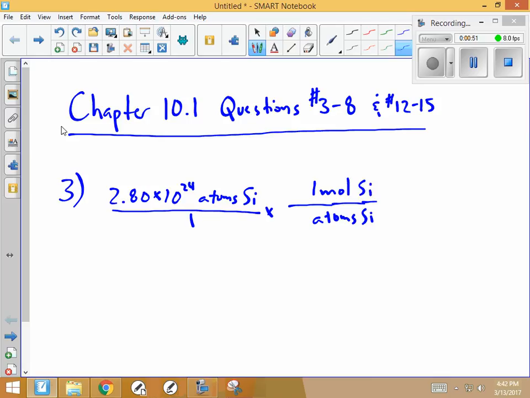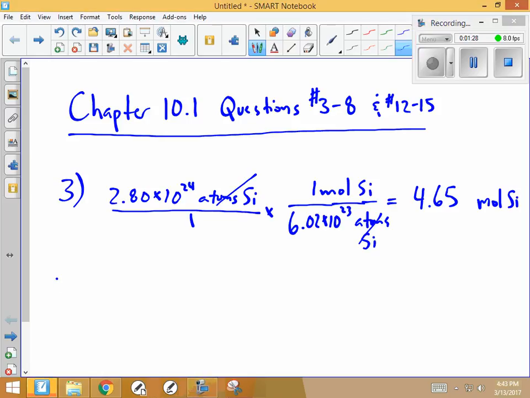And we know that special number that we always use here. 1 mole is 6.02 times 10 to the 23rd atoms of silicon. Atoms cancels. We're left with moles of silicon. And when we do the calculation, we get 4.65 moles of silicon.